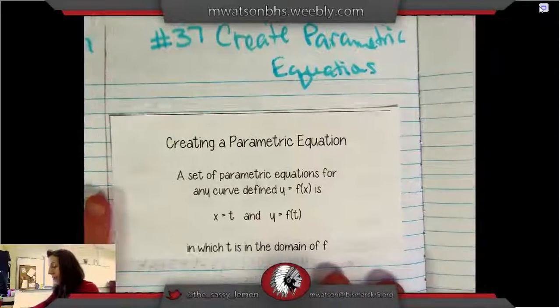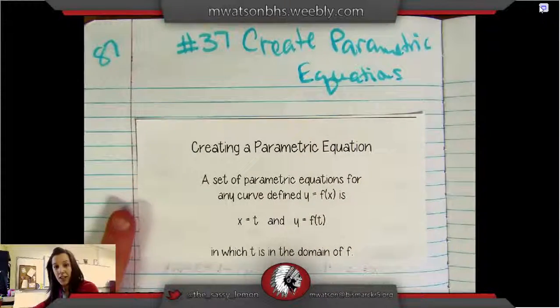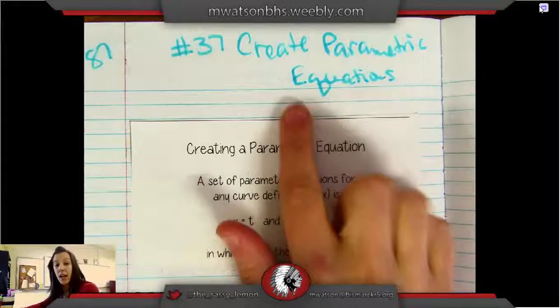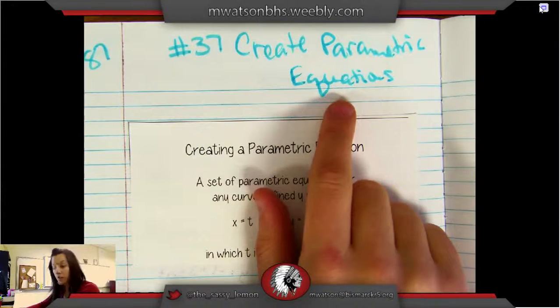Okay, so we're in our final lesson for this unit. Yeah, we're only having 3. Skill 37 is about creating parametric equations.